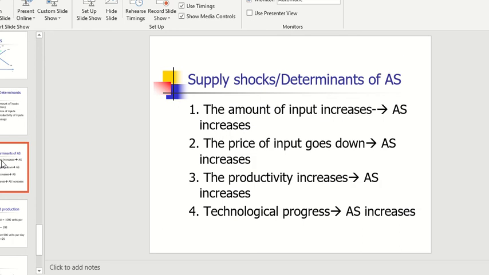But most of the time, we refer to technological changes as something good that can improve productivity or lower the cost. So as technology progresses, if we have a technological advance that can improve productivity or lower the cost, we are likely to have an increase in aggregate supply.